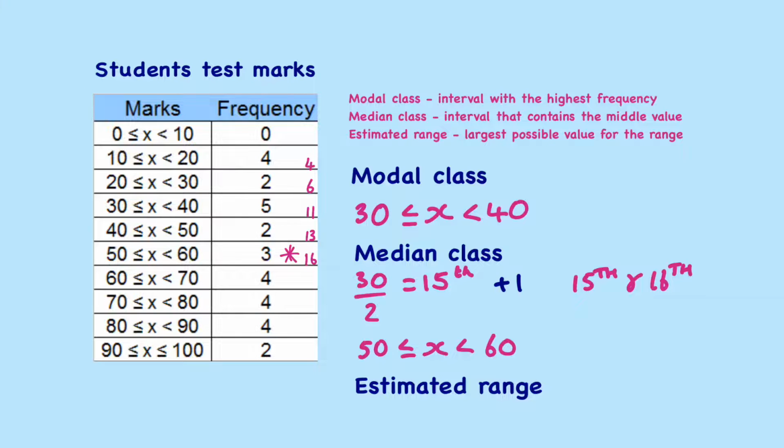Therefore, estimated range is the highest possible value, 100, minus the lowest possible value. It's not 0 because there are none in this interval. It would have to be 10. Therefore, the estimated range is 90. Let's have a look at another example.